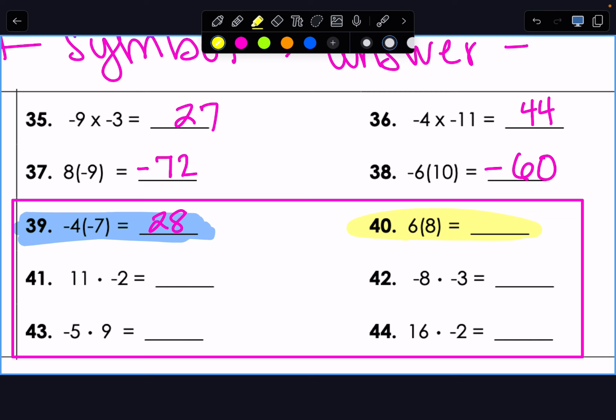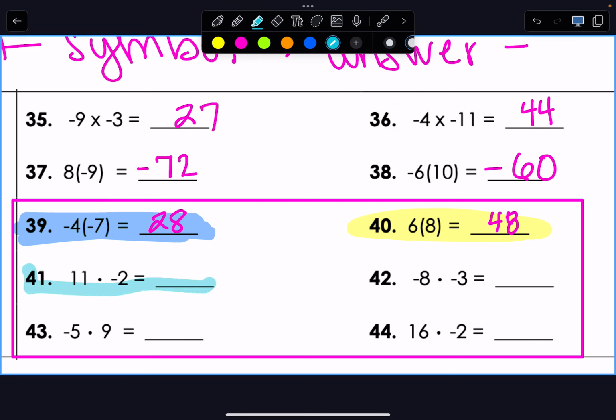Yellow table. What did you get for an answer for number 40? Positive 48. Thumbs up, thumbs down. Do you agree with the yellow table? Thumbs down? Okay.